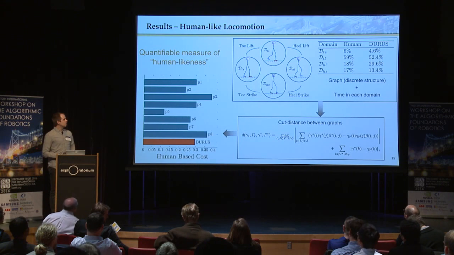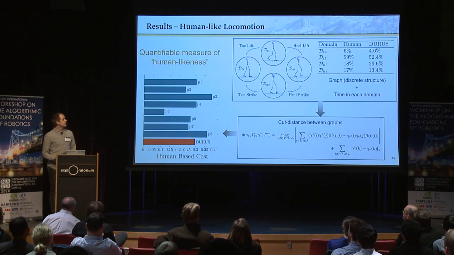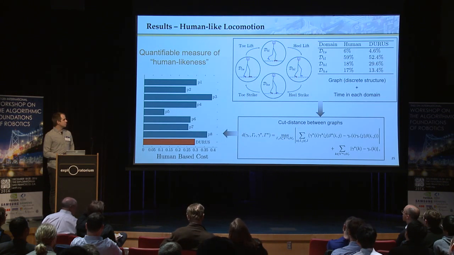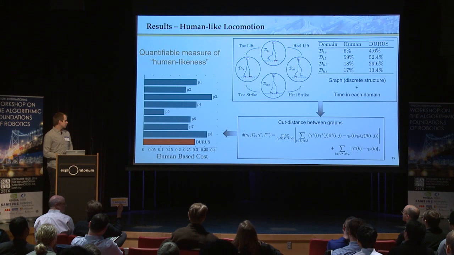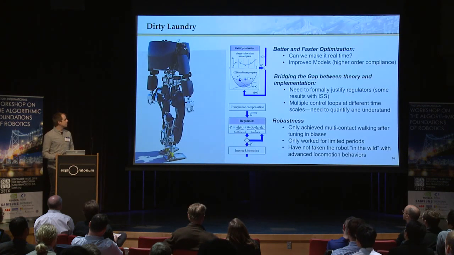So if we view our graph as this discrete structure with weights, depending on the duration that we spend in each of these domains, and we look at a data set of 8 human subjects, we can take the cut distance between this nominal human cycle that we had specified as our goal earlier, and compare them with our Durus humanoid, and we see that Durus still falls within the range of natural human locomotion, at least within these 8 human subjects that we had found here.